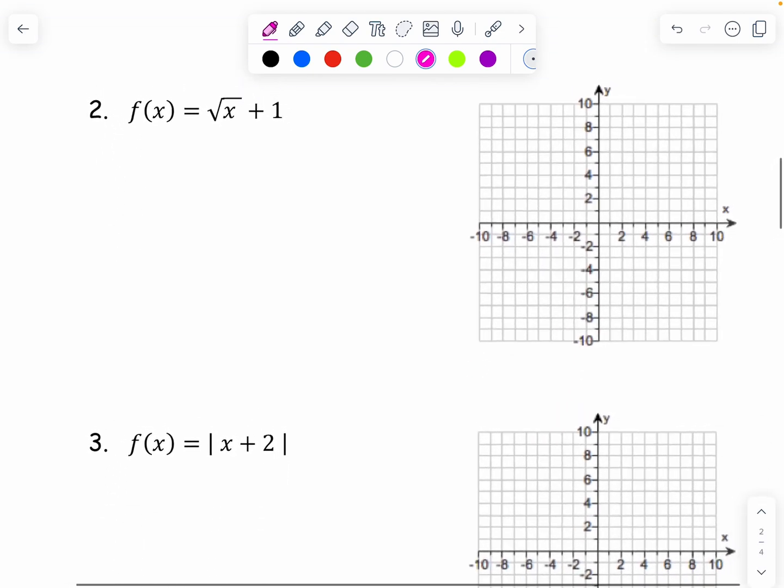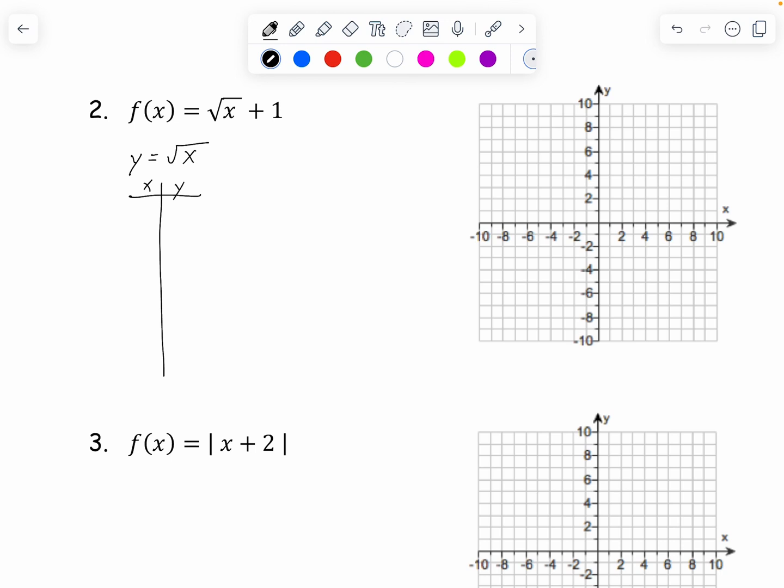Moving on. All right, the next one we have is a square root function. So let's start with our parent function points there. So the parent function would be y equals the square root of x. And so those parent function points would be (0, 0), because remember, we can't take the square root of a negative number. The square root of 1 is 1. Then we skip down, the square root of 4 is 2, and the square root of 9 is 3. So if we take those parent function points and put them on our graph, we have (0, 0), (1, 1), (4, 2), and (9, 3).